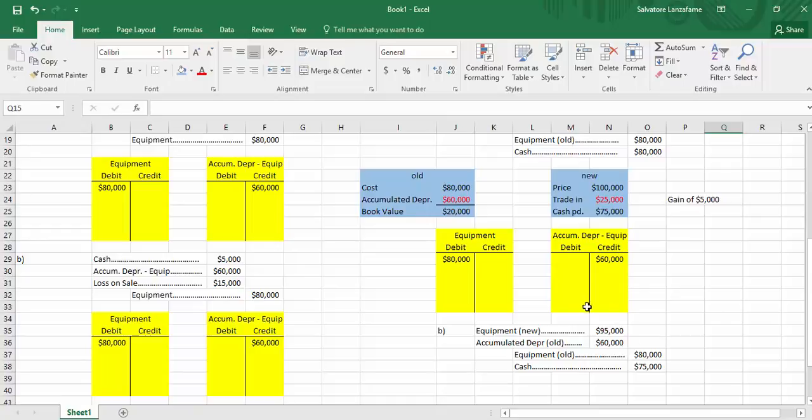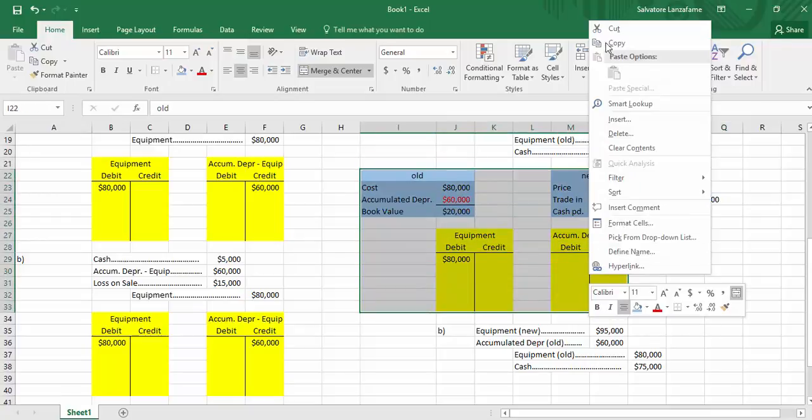So in essence, basically what did I do? I just took the gain and I subtracted it from the price of the new machine. That's the easiest way. So 100 minus 5, that's how we got 95. Okay? Scenario 3.